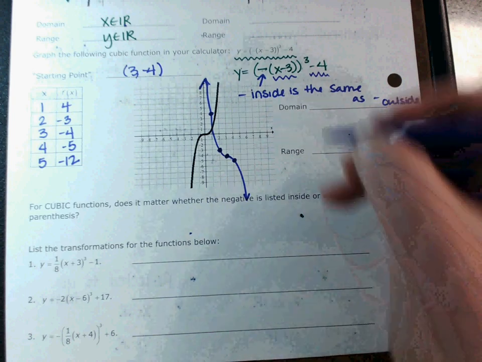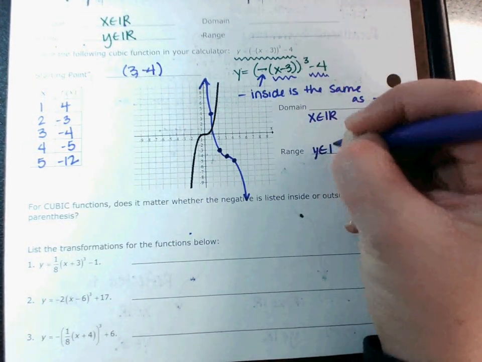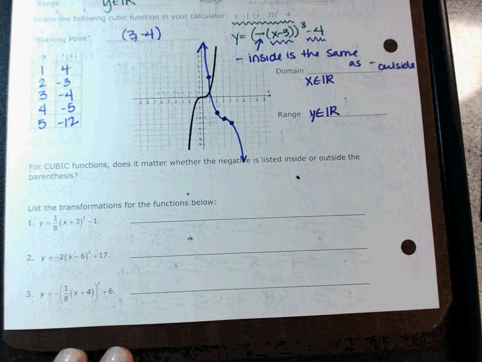Then remember, your domain and range are still x within all real numbers, y within all real numbers. And the reason why is because those arrows are pointed opposite directions from each other. Okay?